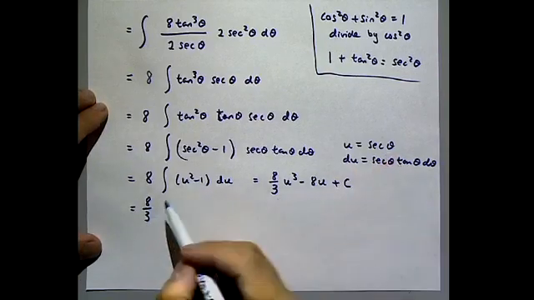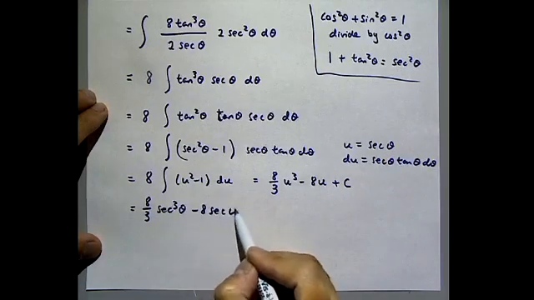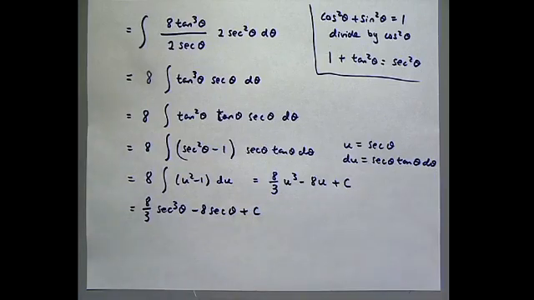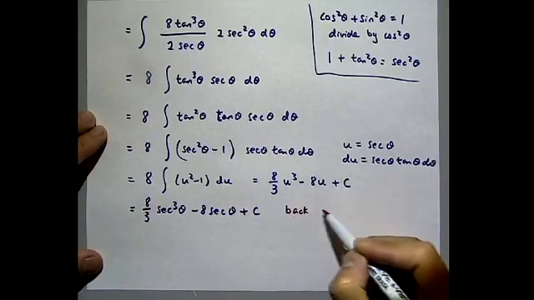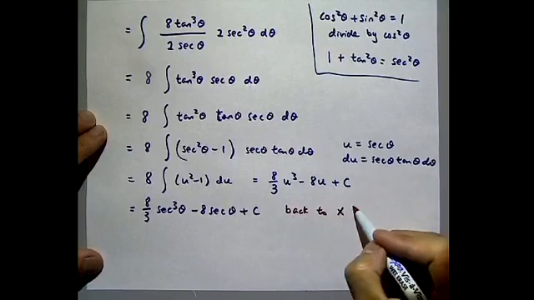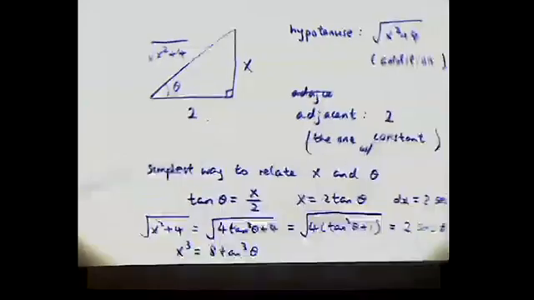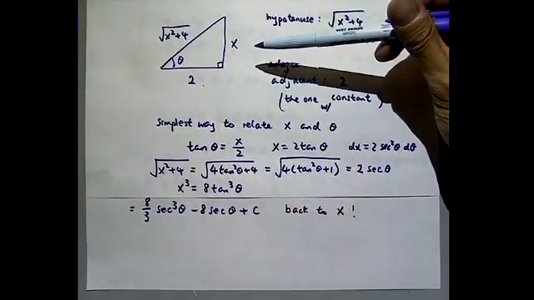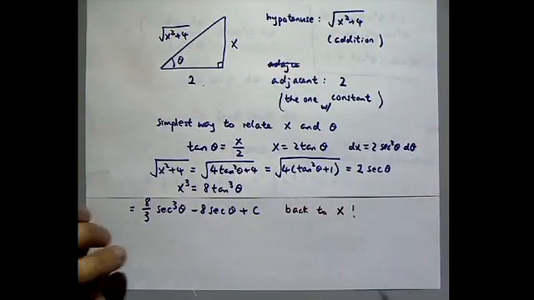So here we get 8 over 3 secant cubed minus 8 secant by itself plus c. Now back to x. Use your triangle to go back to x. Or actually we have, yeah, that's the way to do it.